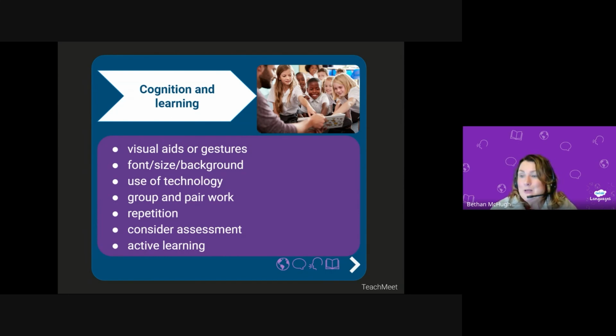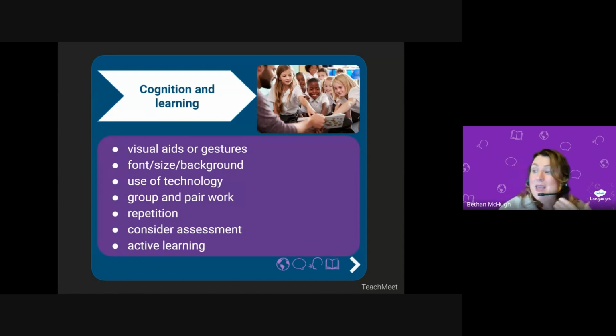Considering assessment is really important. We've done sessions on assessment on its own, and we have teach meets on these that you can go back and revisit. But do think about how you're assessing the children in your class. How do you need them to demonstrate? It doesn't always have to be formal. Can children show their understanding with the teacher, not with the whole class?